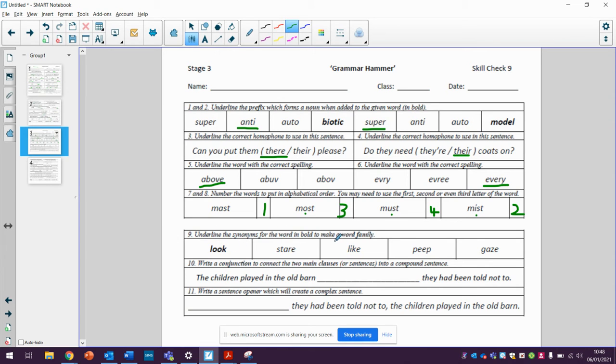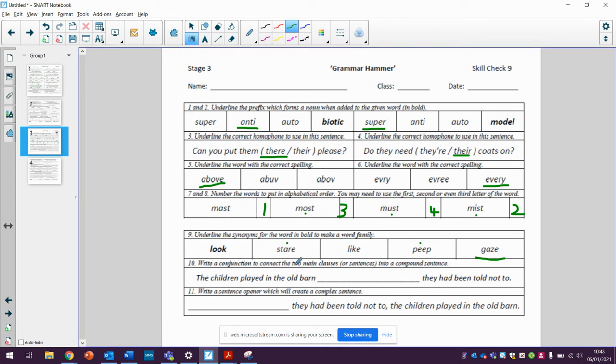Underline the synonyms for the word in bold. Synonyms are words that are very similar to that word. Look, stare, like, peep, or gaze. So look might be when you take a look at something. It might be you gaze at something. You might also have put peep and stare as well, because they are also very similar to the word look.